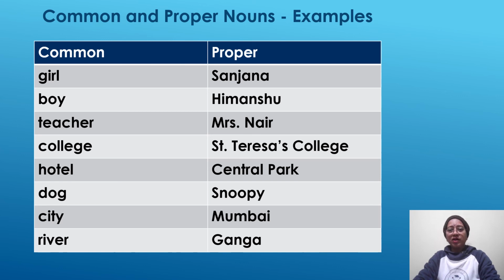Dog can be any dog, but Snoopy is a particular dog. So dog is a common noun, Snoopy a proper noun. City can be any city. It's a common noun. Mumbai, a particular city. So that's a proper noun. River, again, it can be any river. So that's a common noun. But Ganga is a proper noun.